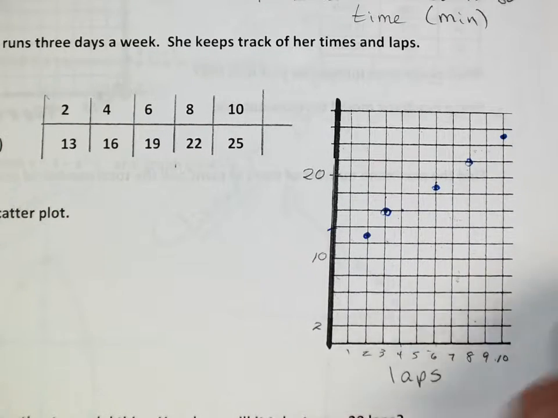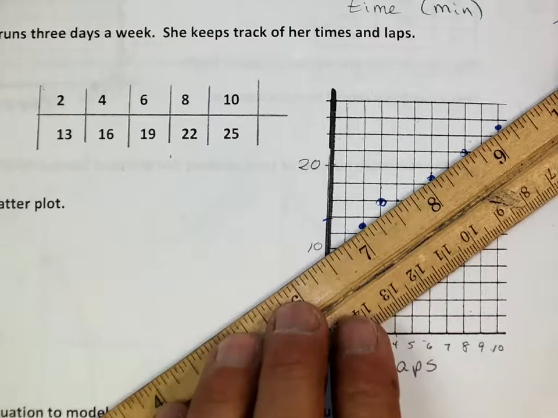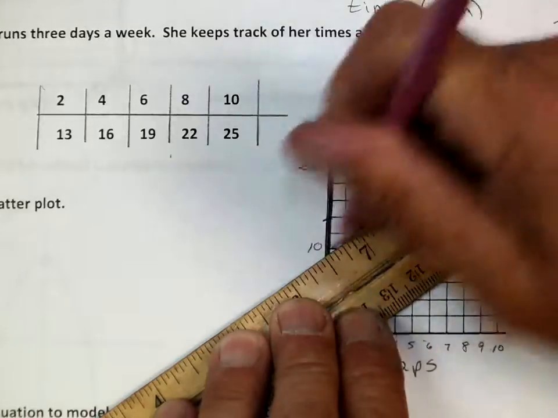Okay. So it's not exactly straight, but if we had to draw the line of best fit, it's what I call line of best fit. I might draw it something like right about here. Here's my line of best fit. Okay, you guys all right with that? Yeah.